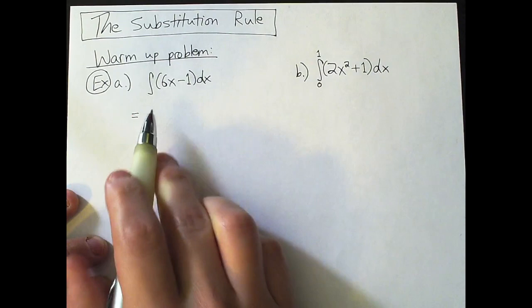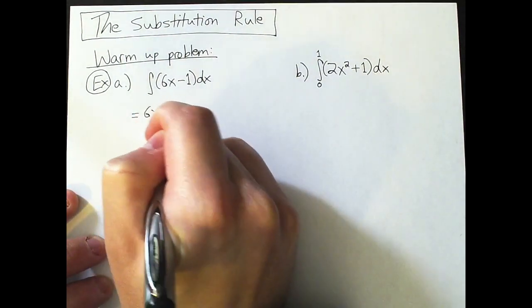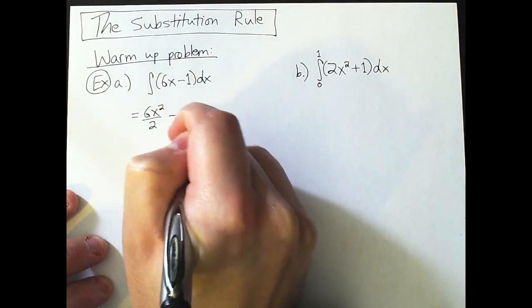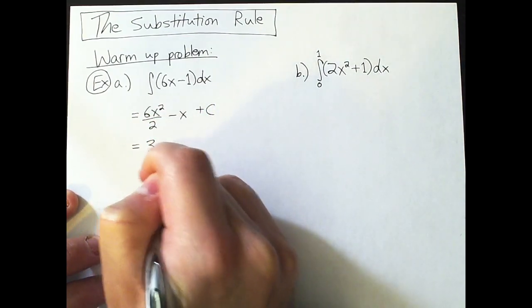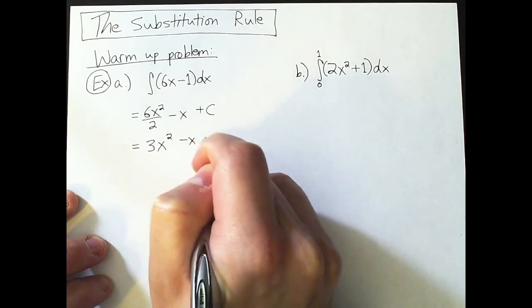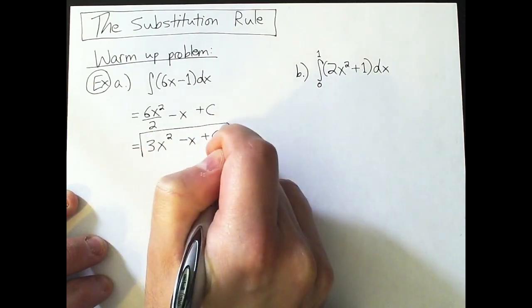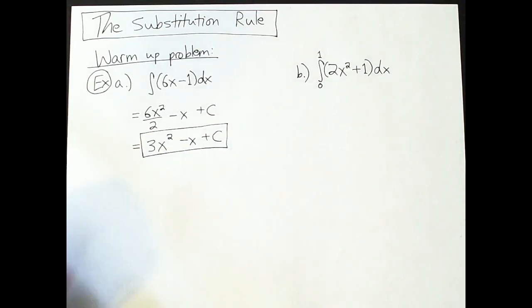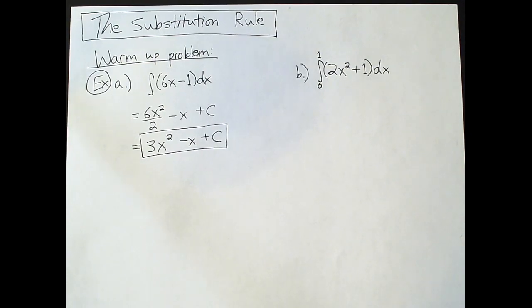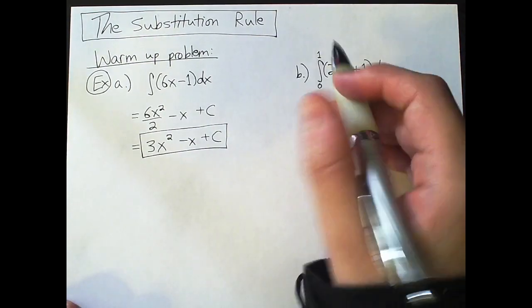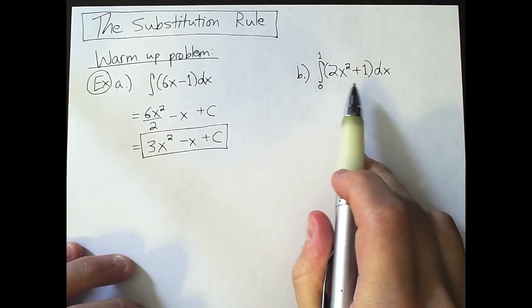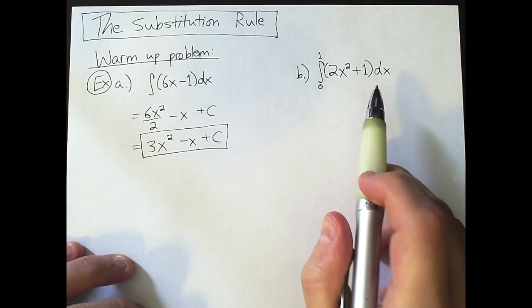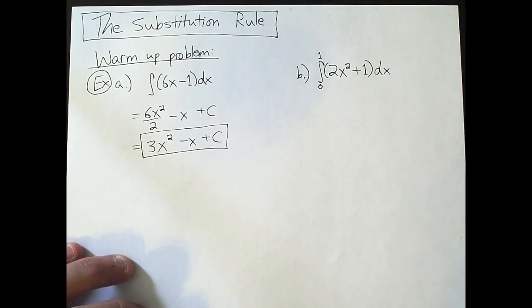We talked about rules for these, so you should get 6x squared over 2 minus x plus c, and simplify the 6 over 2 to get 3x squared minus x plus c. So that's the answer to part A. It's the family of all antiderivatives of that function. Over here, this is a different type of integral, right? This is area under the curve, so we're expecting that the answer we get to this should just be a number. It should not involve any x's or c's.